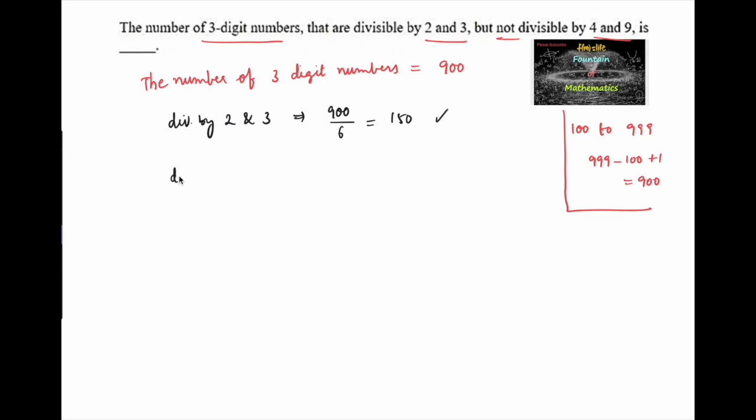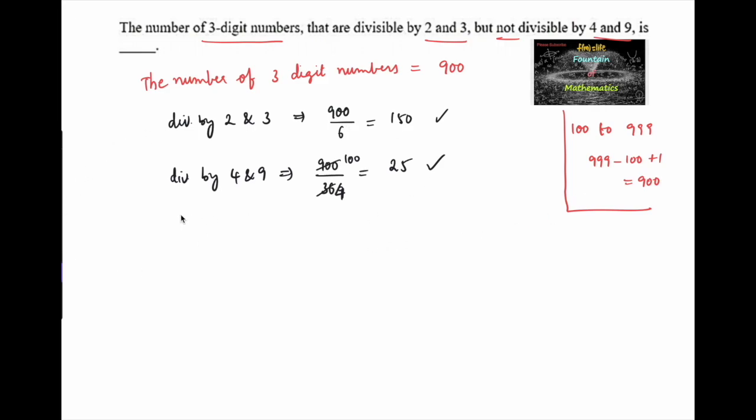And now the numbers which are divisible by 4 and 9, that is divisible by 36, so we can write 900 divided by 36, which is 25. So 25 numbers are divisible by 4 and 9.